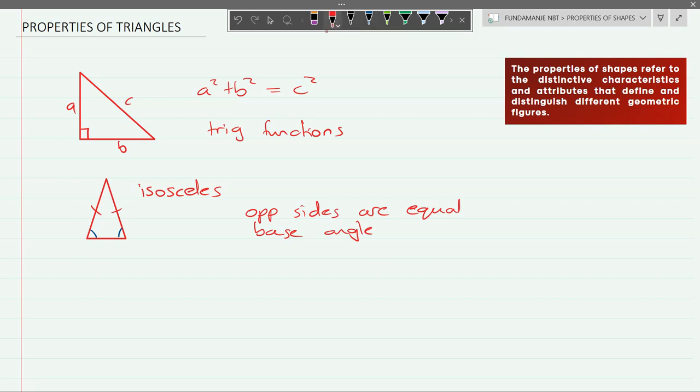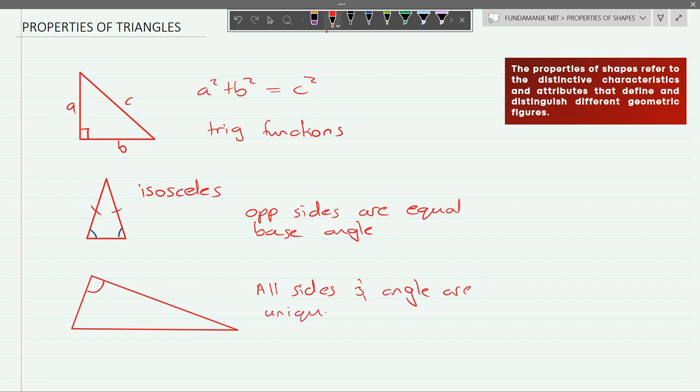From the isosceles triangle we go to the scalene triangle, which doesn't have any type of properties, except for the fact that all three angles are different. So all three, none of them are the same, and all three sides are also different. So all sides and angles are unique, and this is called the scalene triangle.